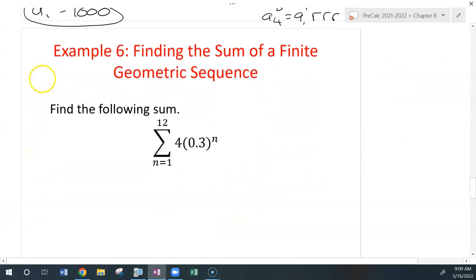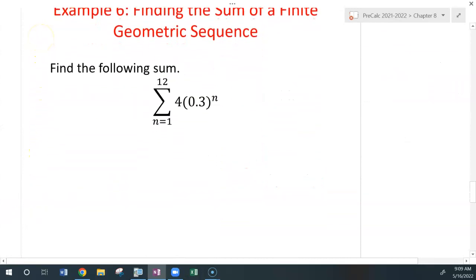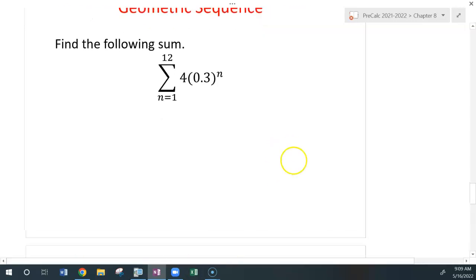All right, now the next thing we're going to do is start finding sums. This is just like with arithmetic sequences, where we were able to predict terms and write expressions for the terms. Now we're going to do the sums. We're going to start adding them together. And there's a nice little formula that we can use. First thing is, let's look at it if we don't use a formula.